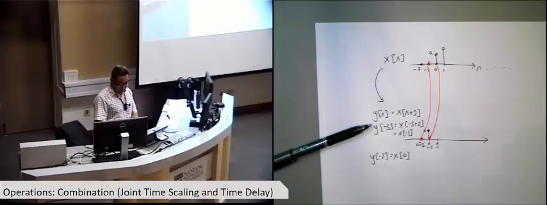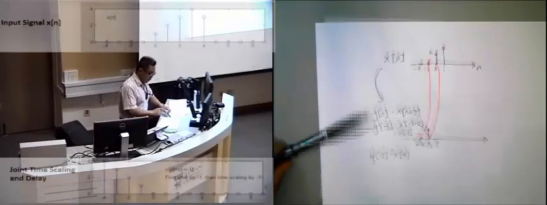In this last example, it is called joint time scaling and delay. In this example, what we are doing is this.